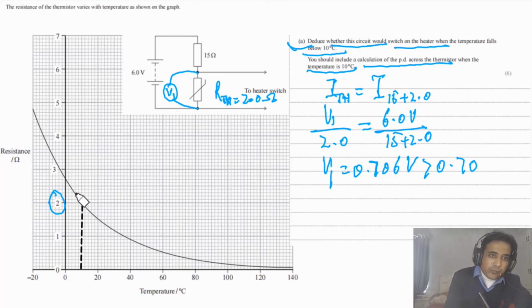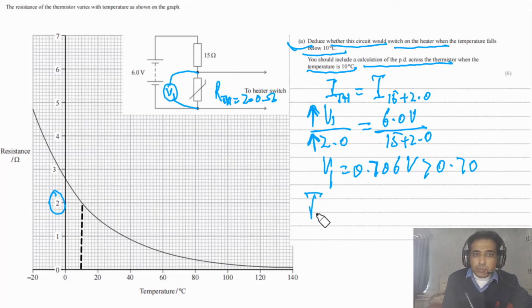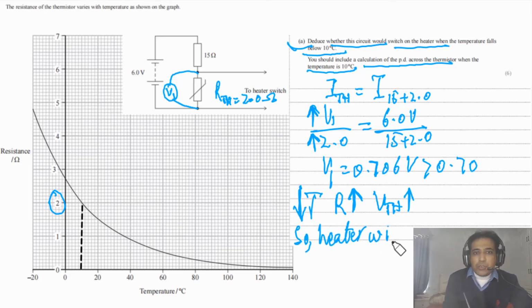As the temperature goes down further than 10 degrees Celsius, the resistance will increase. So this resistance will increase, and as this resistance increases, this V will also increase. So we can say as the temperature decreases, the resistance of the thermistor will increase. As the resistance of the thermistor increases, the PD across the thermistor will also increase. So the heater will be on. This is how you can answer.